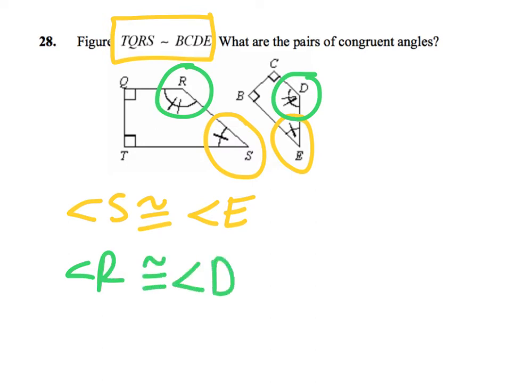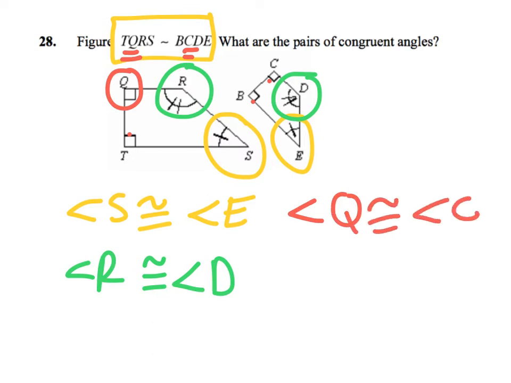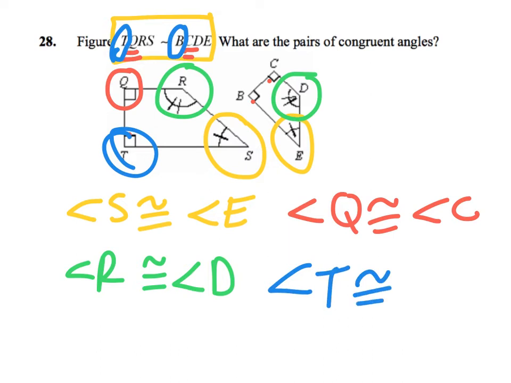Now we get to a point where we have two right angles and two right angles. If you're not sure which one goes with which, check your name up here. So Q, that's this one here, is in the same spot as C. So I know angle Q is going to be congruent to angle C. And then my last one, we're missing blue, is T, which is our first letter. T is in the same spot as B. So angle T is congruent to angle B. And those are your answers.